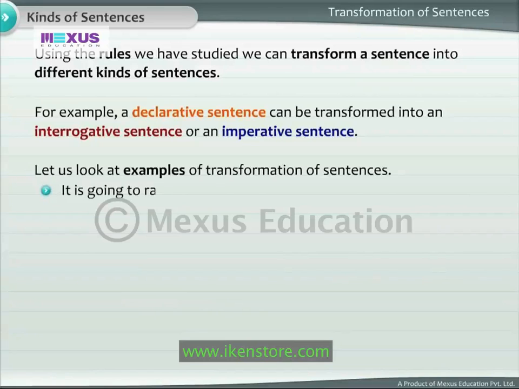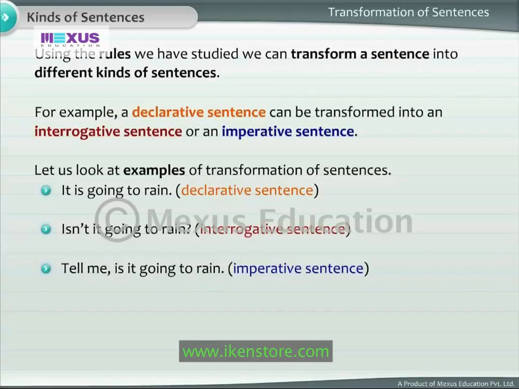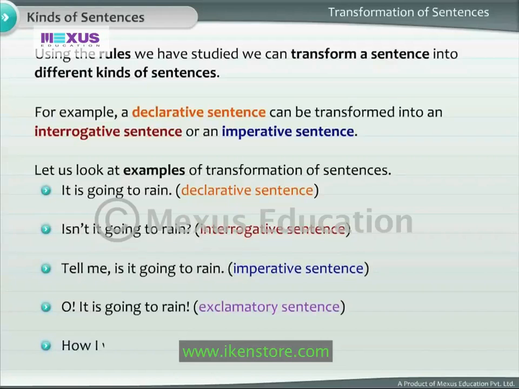It is going to rain. This is a declarative sentence. Isn't it going to rain? This is an interrogative sentence. Tell me, is it going to rain? This is an imperative sentence. Oh, it is going to rain! This is an exclamatory sentence. How I wish it does rain! This is an optative sentence.